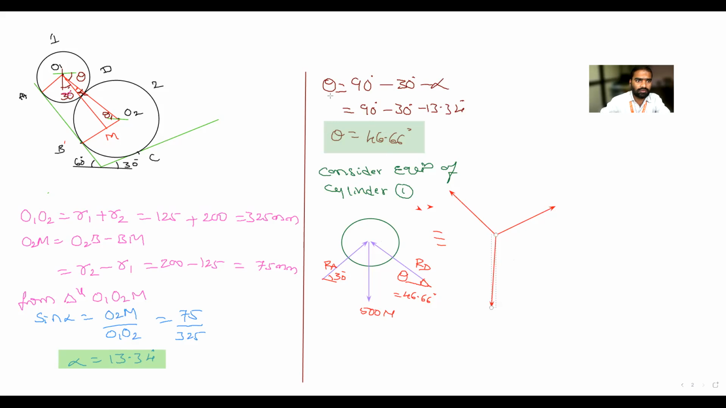Next, you have to write the angles. RA is passing at an angle of 30 degrees, so 30 plus 90 is equal to 120 degrees. RD passes 46 with respect to horizontal, but I want it with respect to vertical, so 46 plus 90 is equal to 136.66. So remaining is 360 minus 120 minus 136. How much is it?